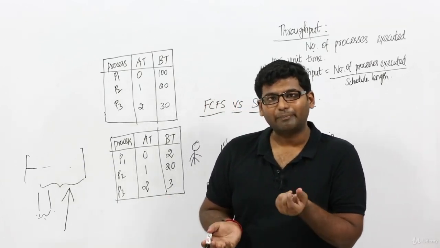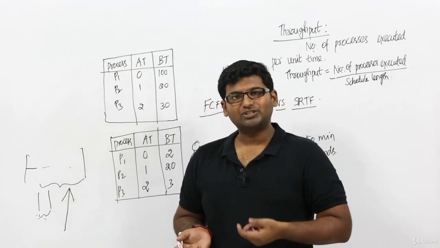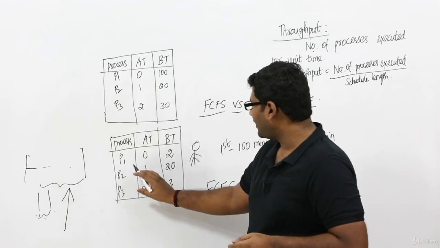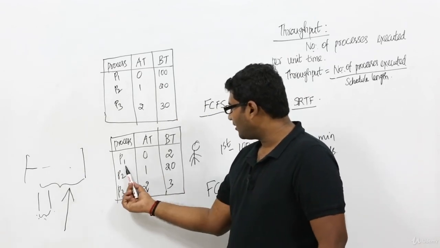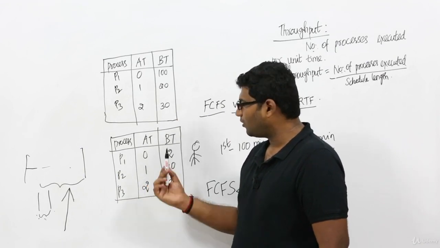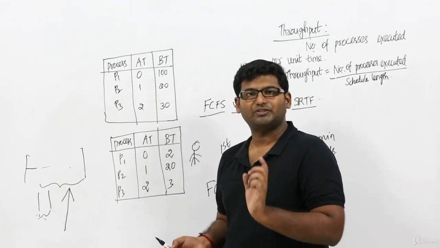It will not think about shorter burst time. But if we go with shorter burst time, generally the throughput will be much higher. For example, if you take this example, process P1 has arrived to the RAM at time unit 0. So at time unit 0, let us assume we are using the FCFS scheduling algorithm.